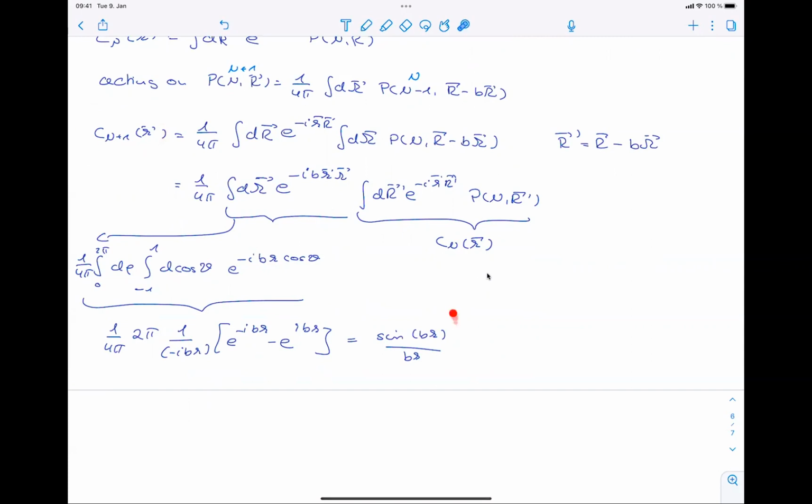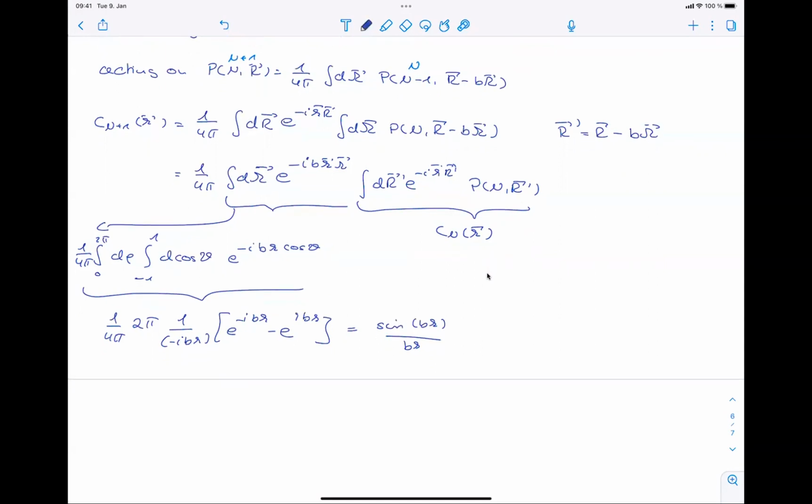And so we find a relationship stating that the n+1 characteristic function is sine bk over bk acting on the nth characteristic function. And if we continue, if we solve this relationship iteratively, we arrive at the characteristic function C_n(k) being defined as C_0 times sine bk over bk to the power of n.